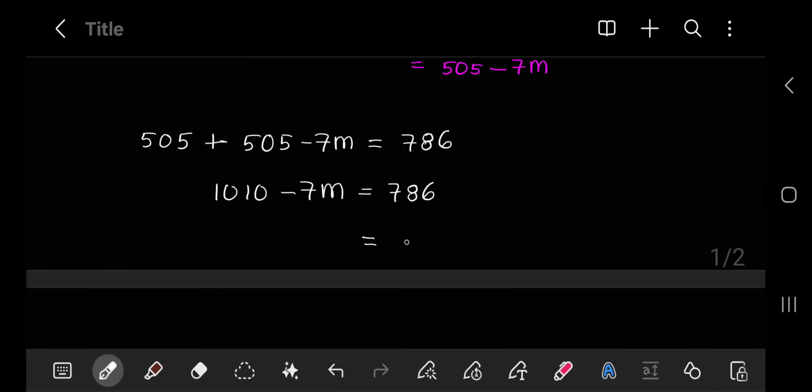Since we are trying to solve for m, I'll take the 7m over to the right hand side to make it positive. I will take the 786 over to the left. It is going to subtract. That will give me 224. And lastly, I'm going to divide throughout by 7. So I get m is equal to 32. That is actually what they wanted you to calculate. You were asked to solve for m here. So that means that we are done.